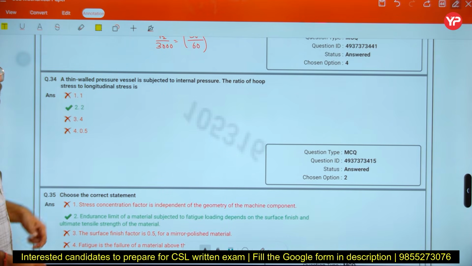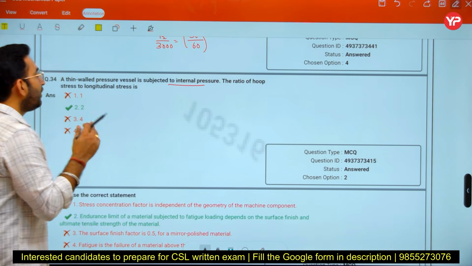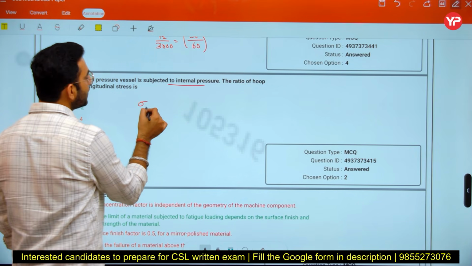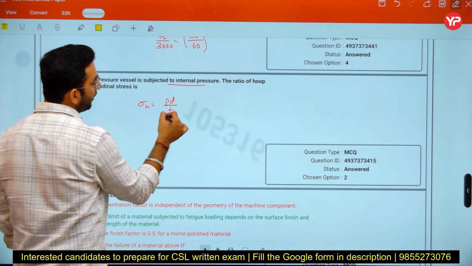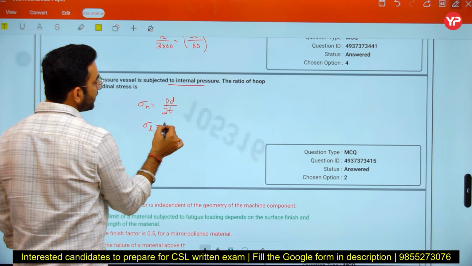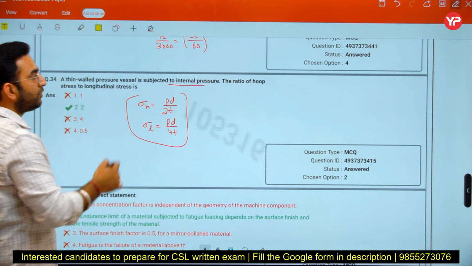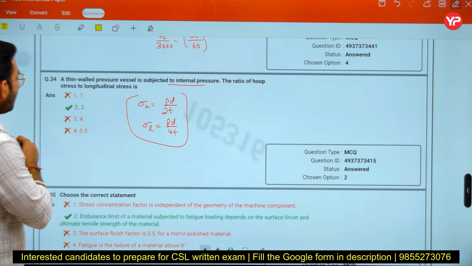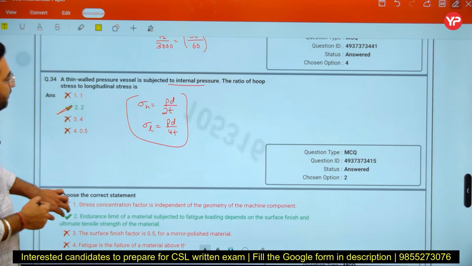Next, a thin walled pressure vessel is subjected to internal pressure. The ratio of the hoop stress to the longitudinal stress is given by. The hoop stress has the formula PD by 2T, and the longitudinal stress has the formula PD upon 4T. If you take the ratio, you get that the hoop stress is double the longitudinal stress. So option number D is the correct answer here.